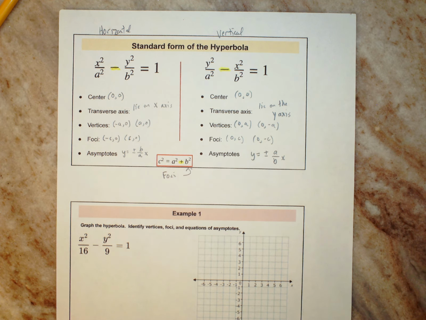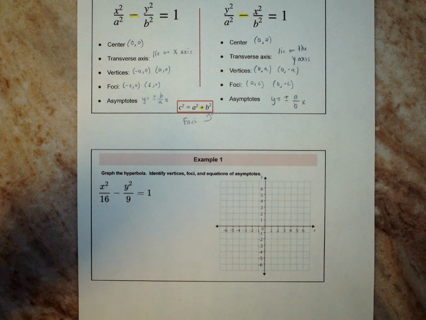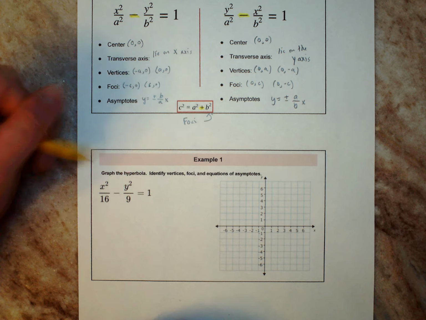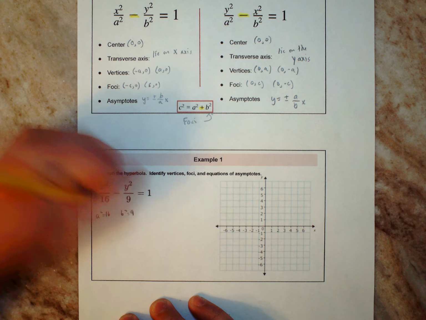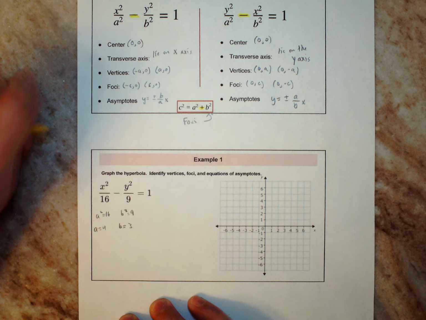So now we're going to do the first problem. All right, so the first example that we're going to do, we have x squared over 16 minus y squared over 9 equals 1. So we checked that it said equal to 1, which it is. It's in standard form. There's a minus, so we know it is a hyperbola. So the first thing we do is figure out which one is a squared and which one is b squared. Since the 16 is positive, and I know it's positive because the 9 has the negative in front of it, that means a squared equals 16, b squared equals 9. So a equals 4, b equals 3.